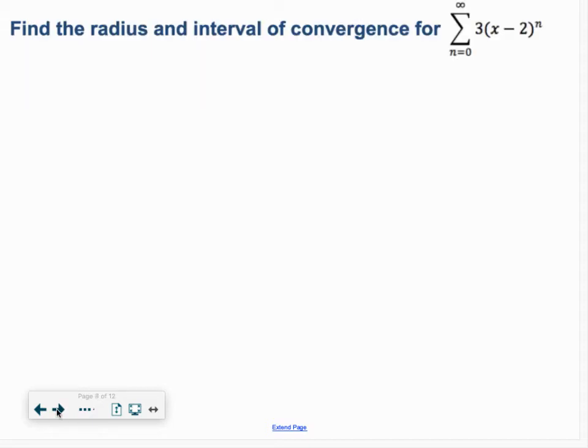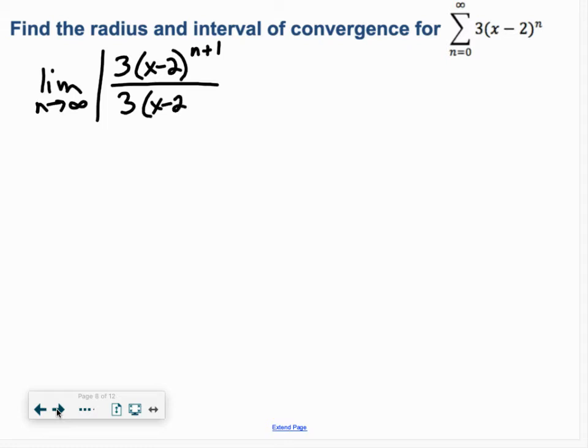Okay, so we're going to find the radius and interval of convergence for the sum 3 times x minus 2 to the n. First thing I'm going to do is set up my ratio test. I'm going to write 3 times x minus 2 to the n plus 1 over 3 times x minus 2 to the n. Hopefully you'll see the 3's just cancel. That's easy. So let's go ahead and just clean this up.